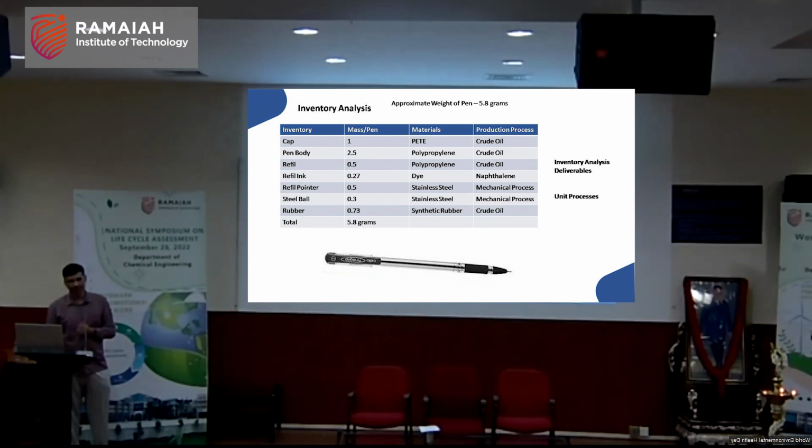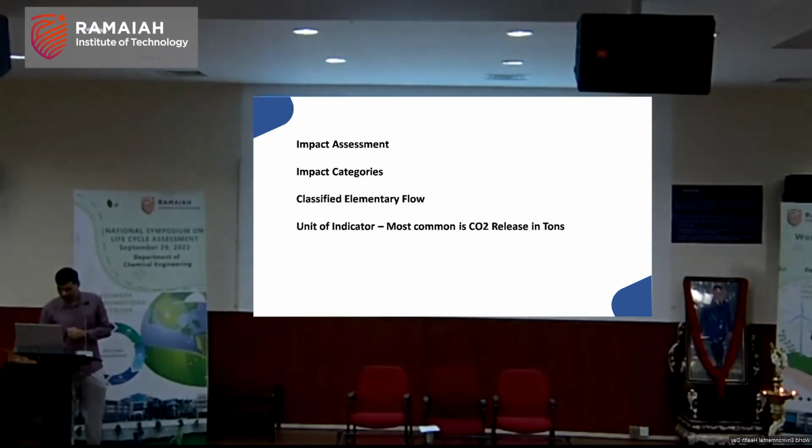Then the unit process. Unit process is nothing but unit operations. Mainly as chemical engineers, we will be dealing with unit operations. After we complete this inventory analysis, we can take each component and, based on our scope, do the analysis and try to find the environmental impact. Once we complete the inventory analysis, we will go for the impact assessment.